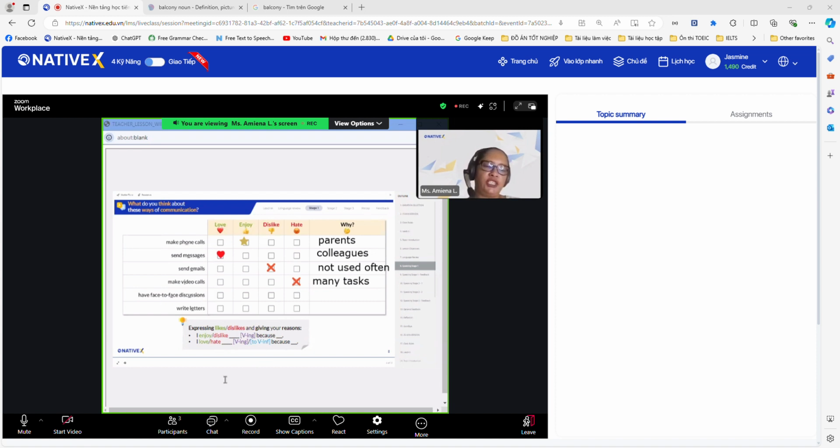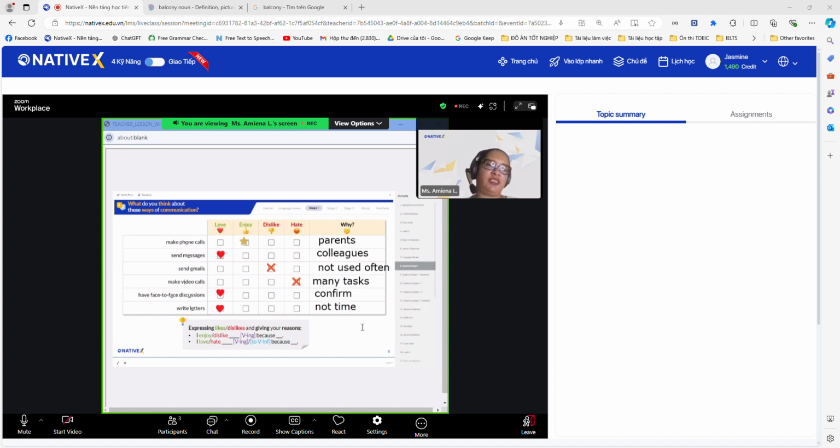And face-to-face discussion? I love having face-to-face discussions when we need to confirm and check tasks. It helps us work efficiently and spend less time. Excellent, very good. Okay, and writing letters. I used to love writing letters, but now I rarely do it because I don't have much time, and writing letters isn't cheap and is inconvenient.